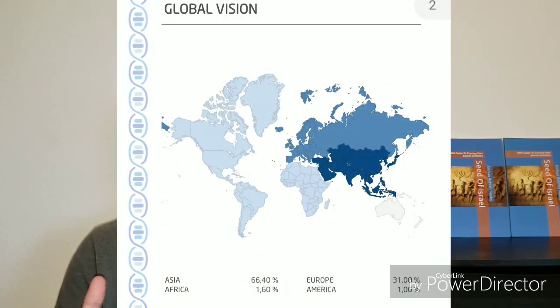I ordered a DNA ancestry report from a company called 24Genetics, which is based in Madrid, Spain. I provided them my raw DNA, just like the others, and they gave me a really nice detailed PDF report. I just want to briefly go into the results there. Their results were really different. First they give the global picture: 66.40% Asia, 31% Europe, 1.60% Africa, and 1% America.